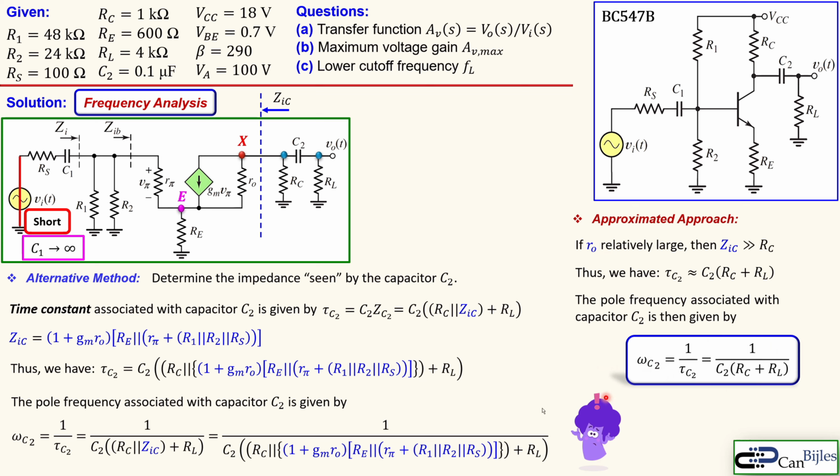Now compare this expression with that one. Of course, this is much simpler to use, and also you don't need many parameters to continue, because this GM, RO, and R pi are not known yet, but here you know the values for your circuit like the C2, RC, and RL, so you can proceed much faster in this case.